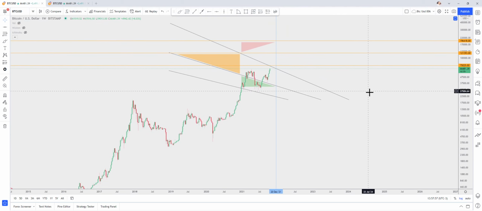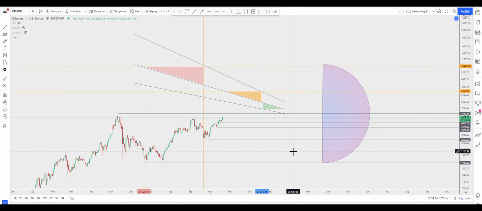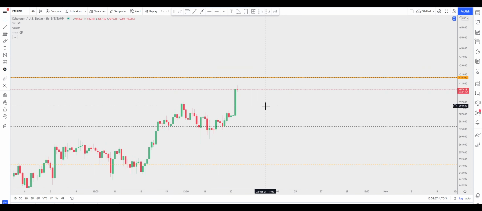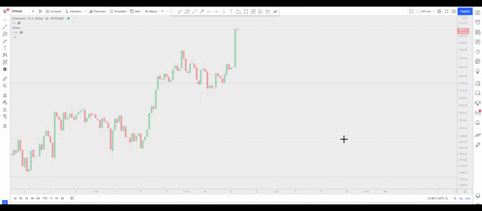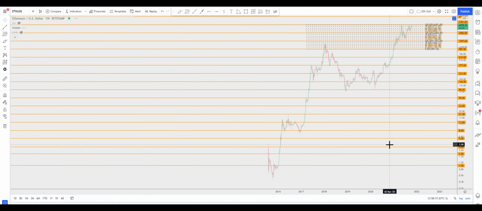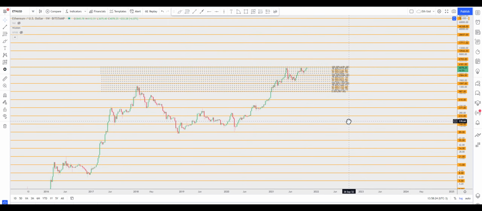Let me see if I'm not mistaken, leaving anything behind. Oh, there's another thing. There is always something, right? When it comes down to technical analysis, there will always be something else. Is it the weekly or is it the monthly? Let's see.